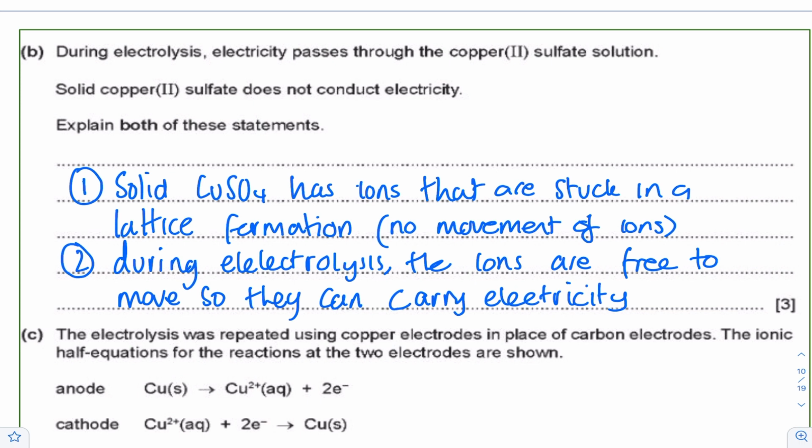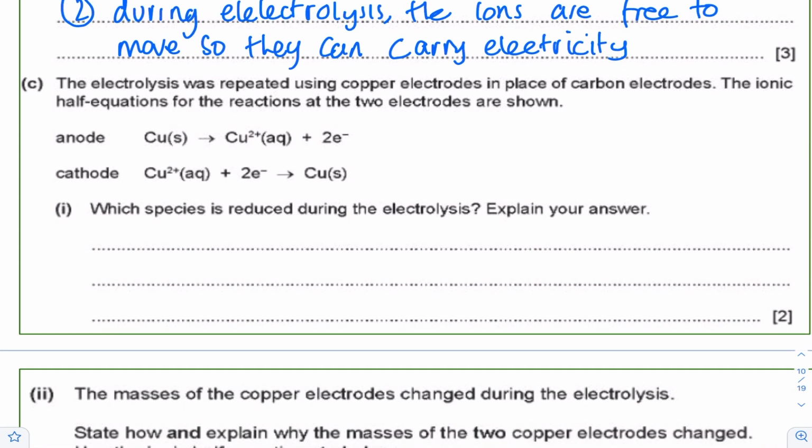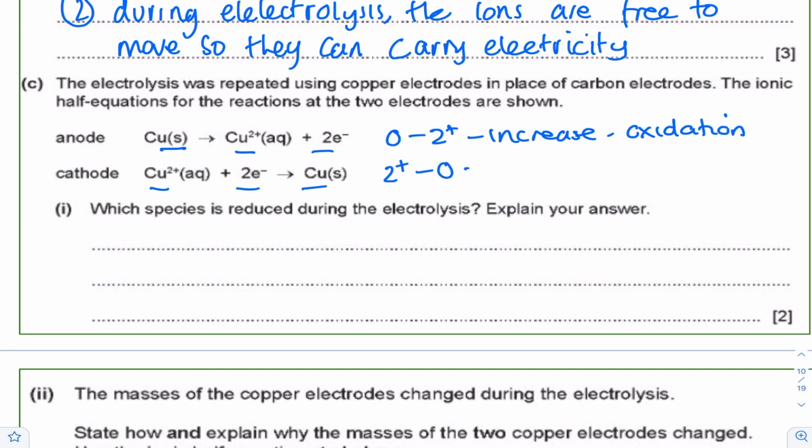The electrolysis was repeated using copper electrodes in place of carbon electrodes. The ionic half equation for the reactions of the 2 electrodes are shown. So at the anode, the copper metal becomes copper ions and gives out 2 electrons. And at the cathode, the same thing that happens with the inert electrodes, the copper ions gain 2 electrons each and turn into copper metal. Which species is reduced during electrolysis, and explain your answer. So in this case, we've got copper going from 0 to 2 plus. That's an increase in oxidation state, so it is oxidation. Here we've got copper 2 plus going to 0, which is a decrease and therefore reduction.